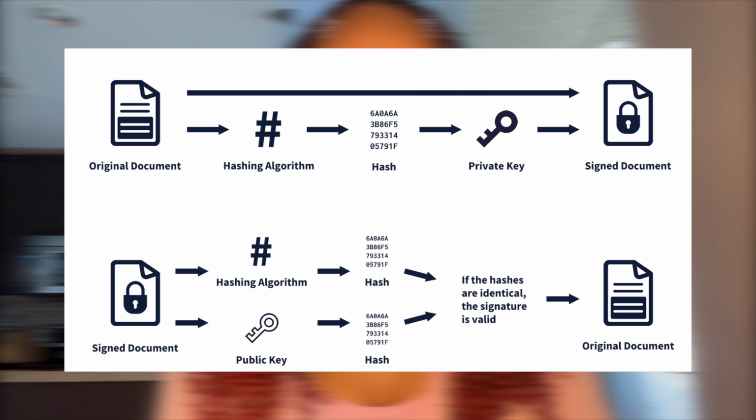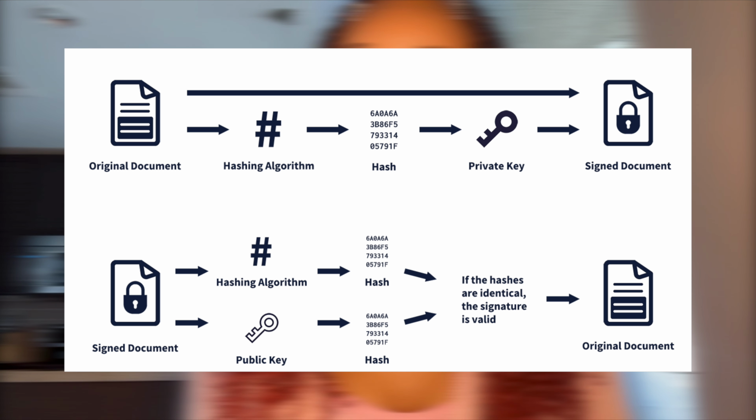Now, once a Bitcoin node receives those items, it will take the original transaction message and run it through the same hash function. All Bitcoin software uses the same exact hash functions. As for the digital signature, it will use the public key you provided to decrypt it. If both hashes match, it's verified.